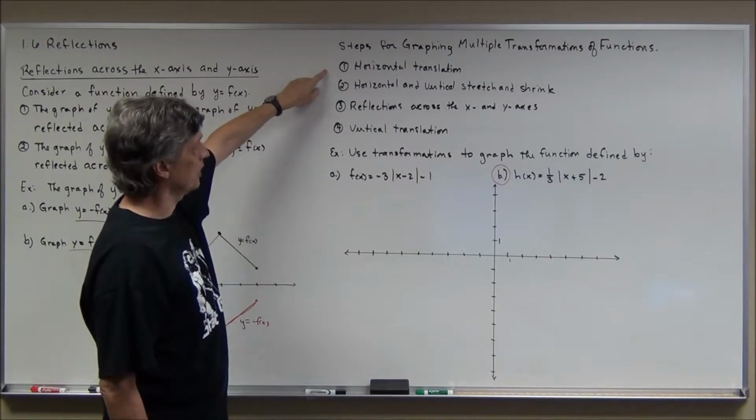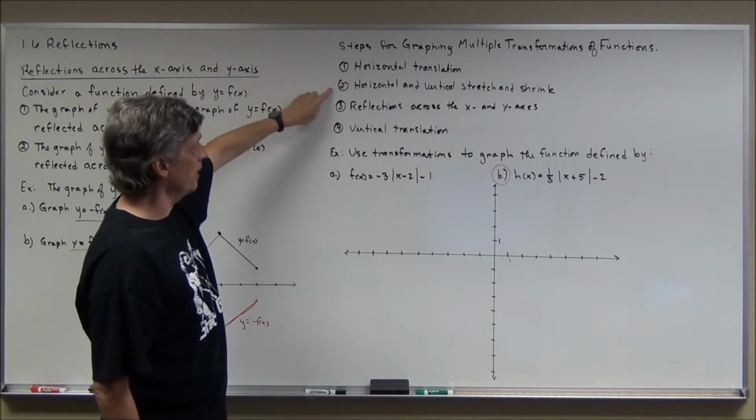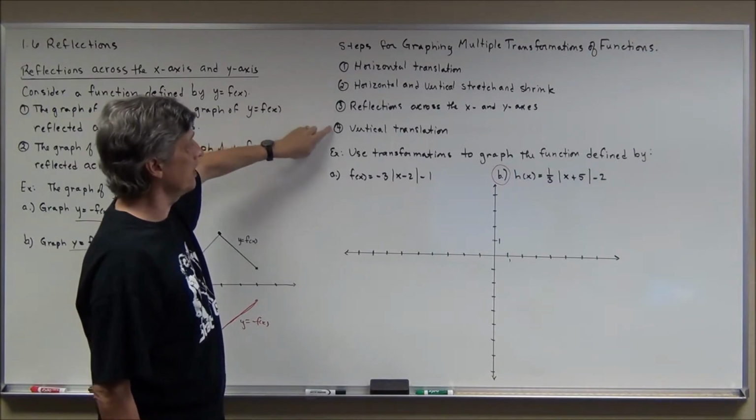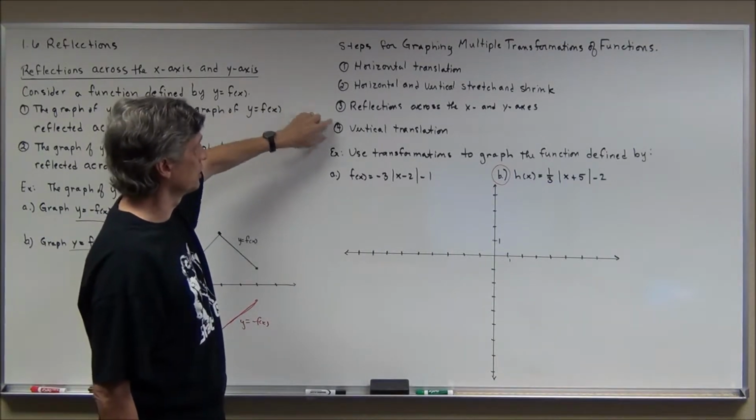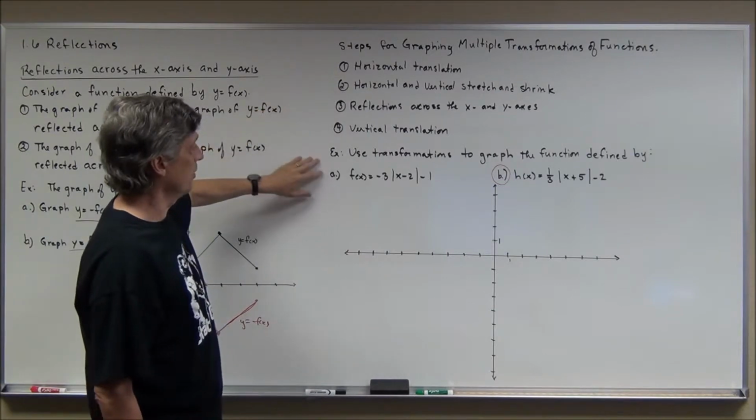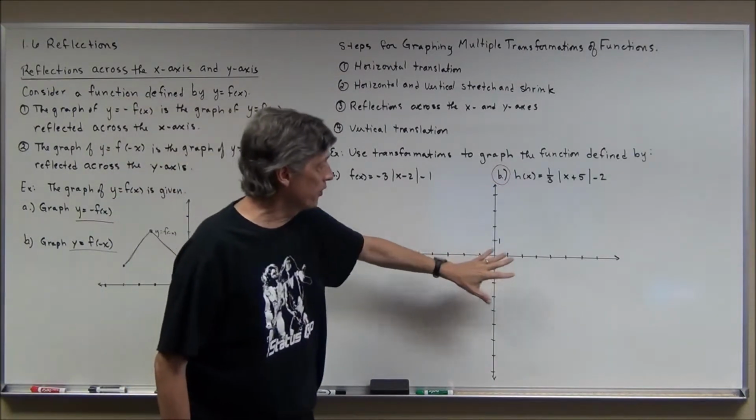Do your horizontal translation first, then any horizontal or vertical stretching or shrinking, and then reflections, and finish with your vertical translation. This is a good way to go through this. So I'm going to do two examples, and I'm going to try to do them both here.